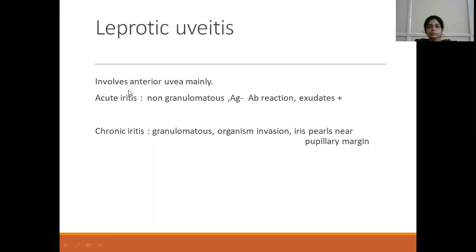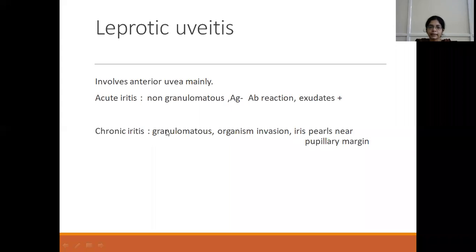So now leprosy uveitis mostly involves the anterior uvea. So it could be either acute iritis or a chronic iritis. So acute iritis is usually non-granulomatous, and what you can see is just mild inflammation of the iris and its vessels, leading to outpouring of exudates from the inflamed iris vessels, which become leaky. So there is exudate formation in acute iritis.